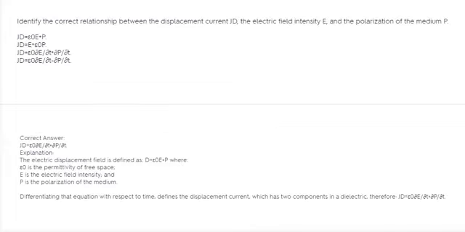Identify the correct relationship between the displacement current JD, the electric field intensity E, and the polarization of the medium P. JD equals ε0 E plus P. JD equals E plus ε0 P. JD equals ε0 ∂E/∂t plus ∂P/∂t. JD equals ε0 ∂E/∂t times ∂P/∂t.